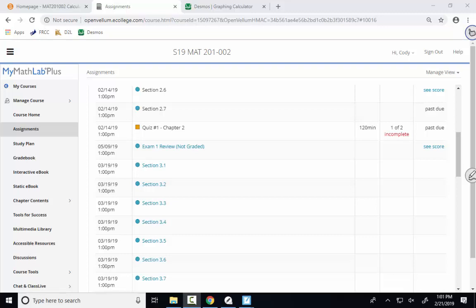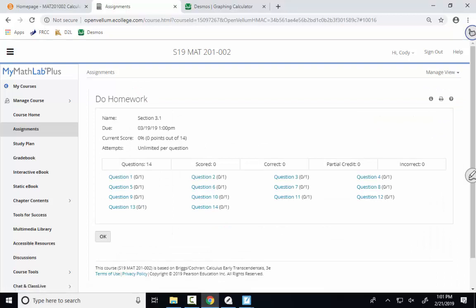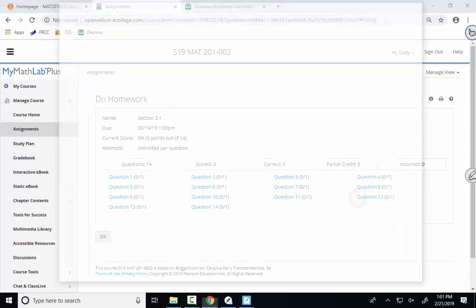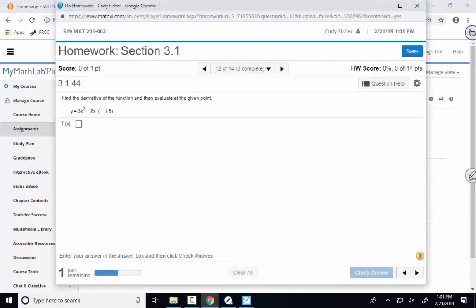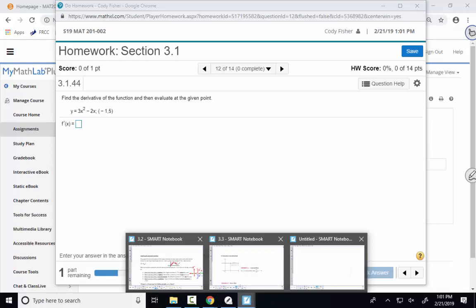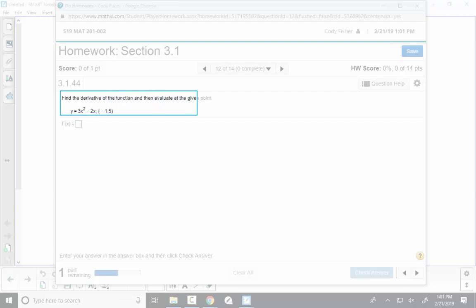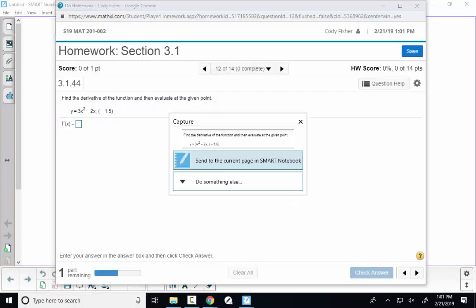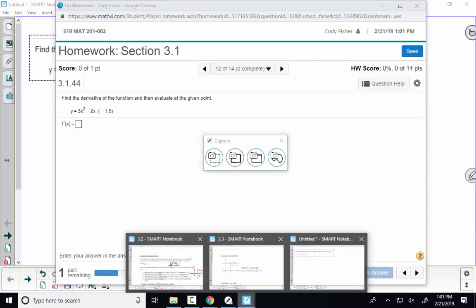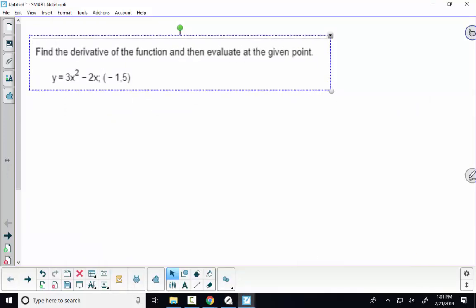Appreciate it. Do y'all have any homework questions? Yeah. Section 3.1, number 12A. Make sure I'm in this one. Y'all see that? Find the derivative of the given function and evaluate at the given point.